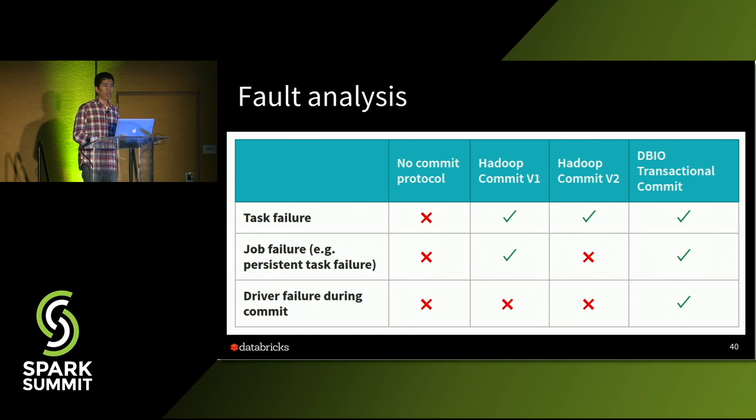There's also a job failure, which is the example I described before, where a persistently failing task causes a job to fail. And as we saw before, the V1 Hadoop commit protocol is able to handle the situation just fine. However, the V2 protocol cannot. Finally, there's the worst case situation, which is the driver failure. This might occur because of hardware failure or some other error. Neither V1 nor V2 of the Hadoop commit protocol can handle this. However, the transactional DBIO commit protocol can.